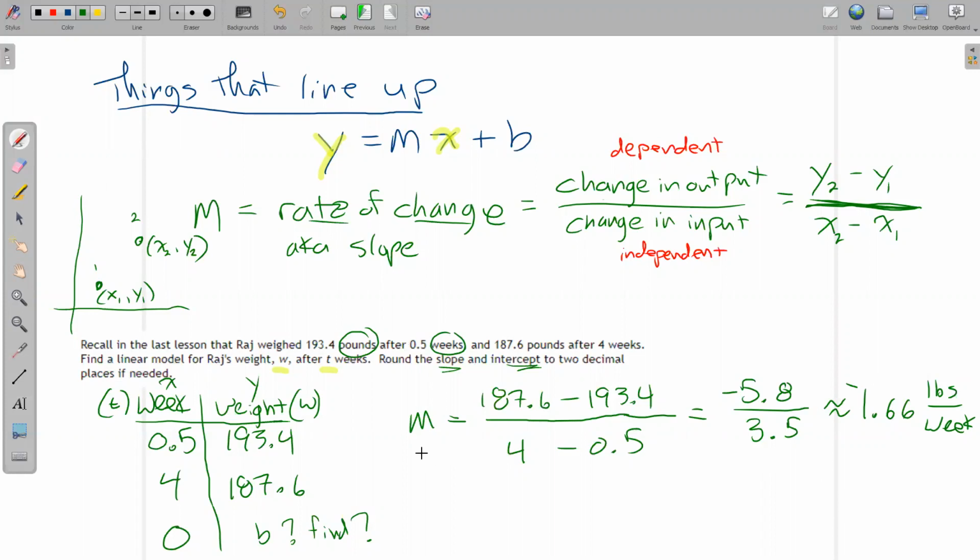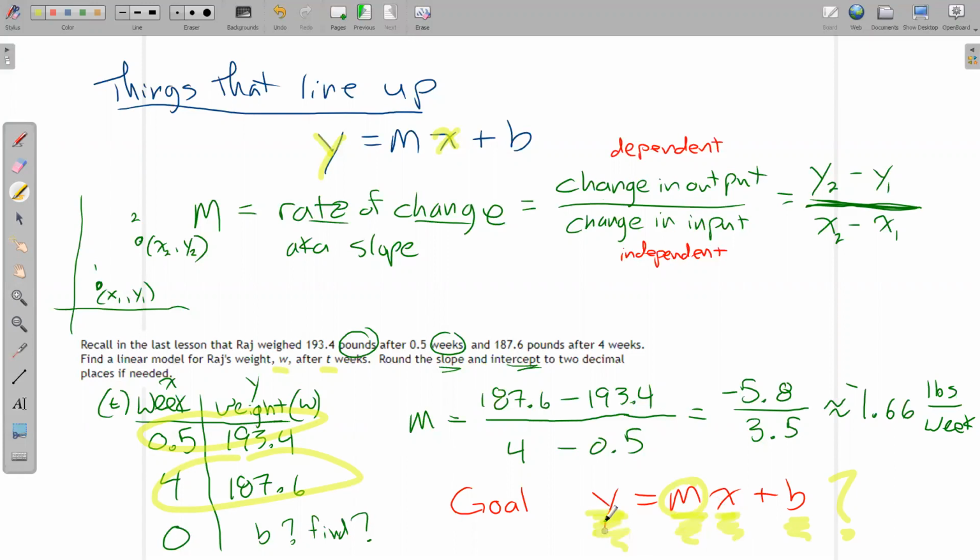But we want to find the equation. So next we've got to go for B. Now, if we consider the equation we're going for, our goal here is to find something that looks like this right here. We'll put the right letters in there in a minute. I've just found M. I don't know what B is yet, but I've got several choices for X and Y over here that I could just plug in. So since I have those points, I can plug in M, X, and Y, and then I'll figure out what B is.